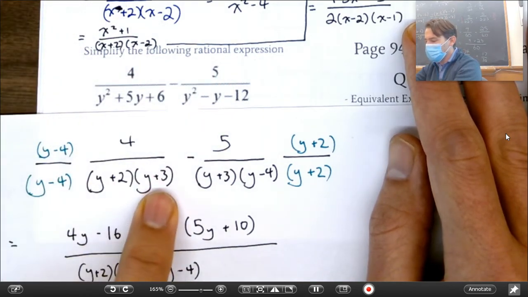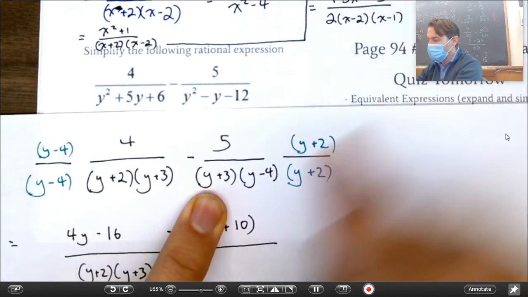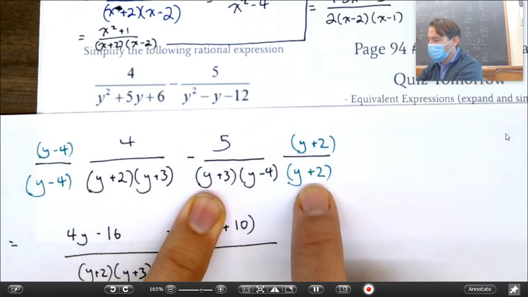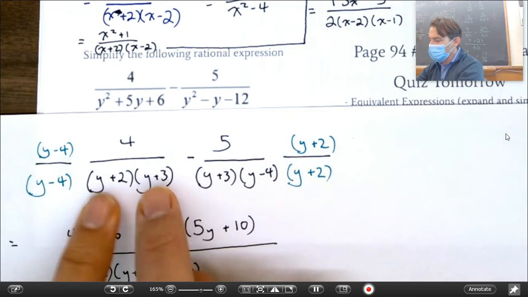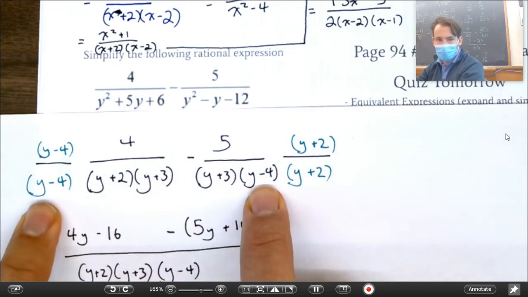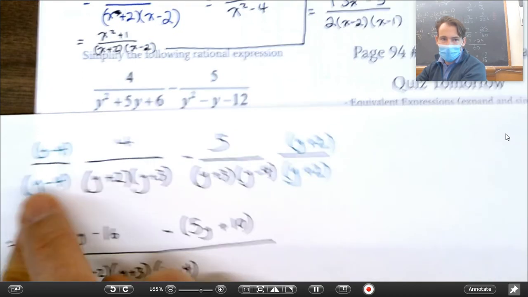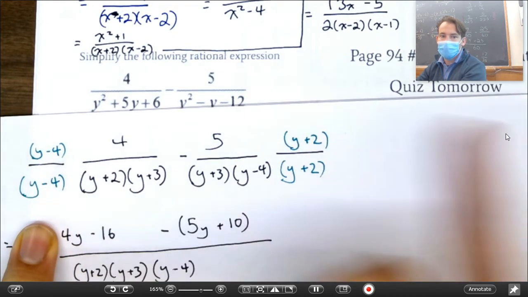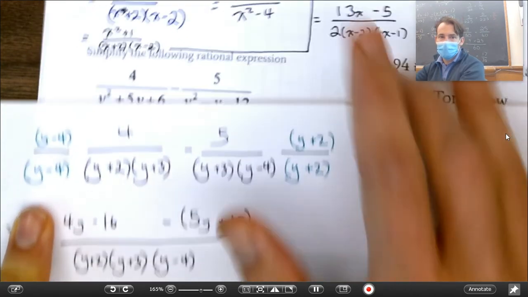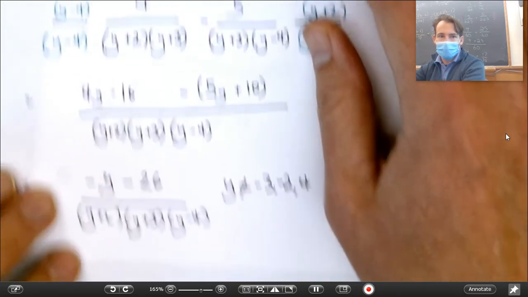I notice then that they both share this factor y plus 3, but that this one lacks the factor y plus 2, and this one lacks the factor y minus 4. So I have to multiply this factor in on this one, and multiply this factor in on that one to create my common denominator. Next step is to do just that.